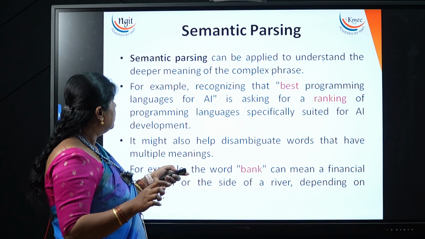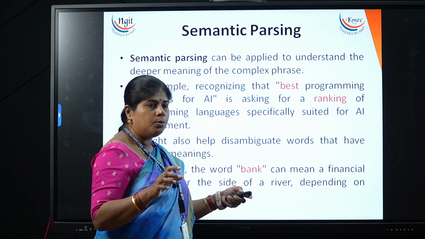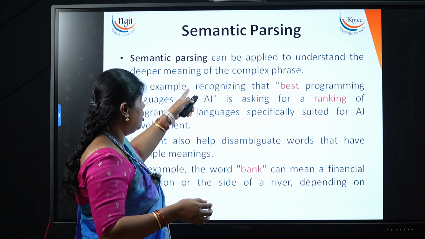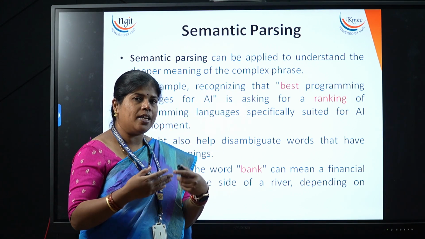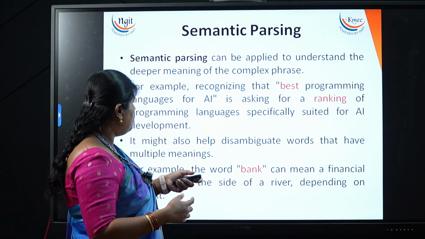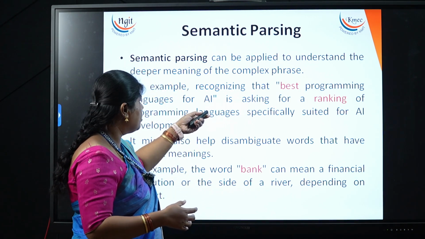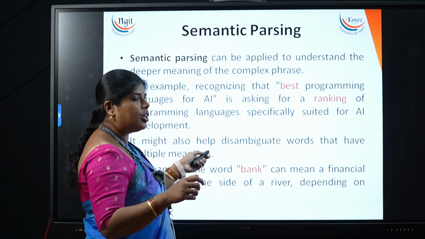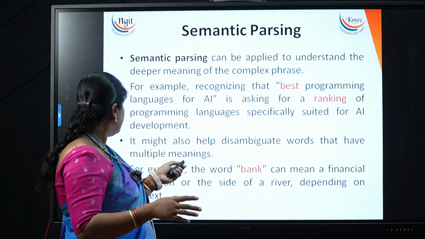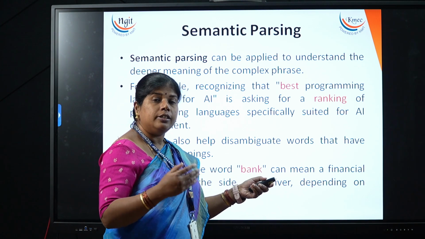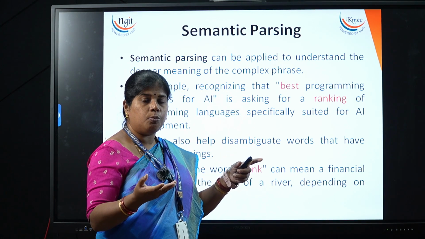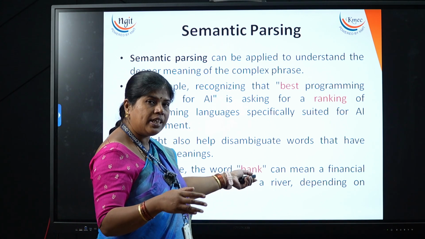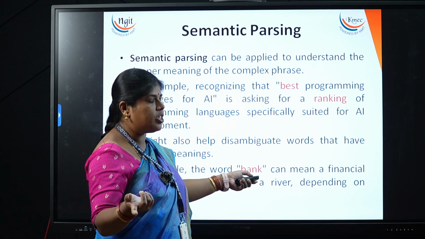Okay. Now, semantic parsing. Semantic parsing is trying to understand the deeper meaning of the complex phrase, and that is the main intention behind using the complex phrase. Because here when I am saying the best programming language, then the word best means what? The ranking of the programming languages specifically suited for my AI application. Now, when I am saying bank, semantic parsing will do what? Based on the context, based on the situation, it will see whether it is a bank of a river or whether it is a financial institute.